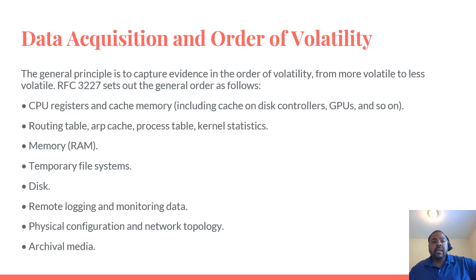So this order here will show, from top to bottom, which is going to delete the data first. I want to say cache, but cache is something of its own. So I want to say it has the memory of it. It loses the memory first from the CPU and registers in the cache memory, and then it goes on to the routing table, the ARP cache, and kernel statistics. All of those are next. They don't hold them as long, and I'm talking about if the power is cut from the machine.